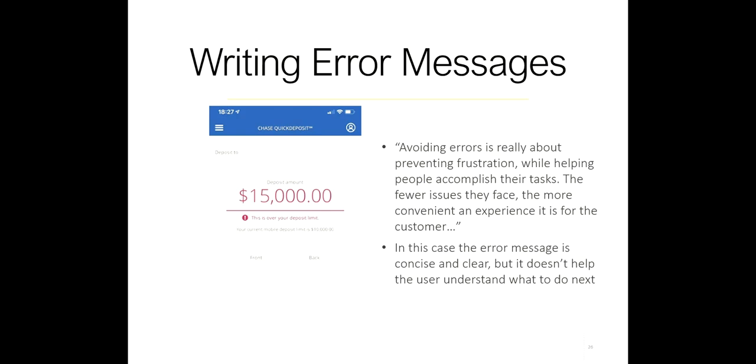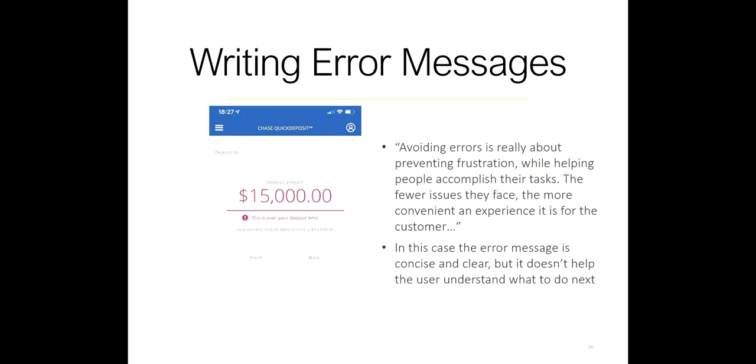They have a quick deposit, basically the idea is that you can use your camera to photograph a check, and then it is automatically deposited. The deposited amount in this particular case is $15,000, and the error message is, this is over your deposit limit. Your current mobile deposit limit is $10,000. Okay, but what do you do? There's no information provided here as to what you do next.